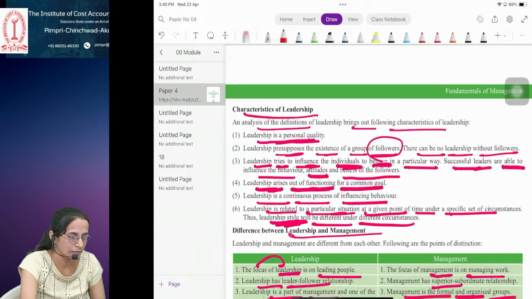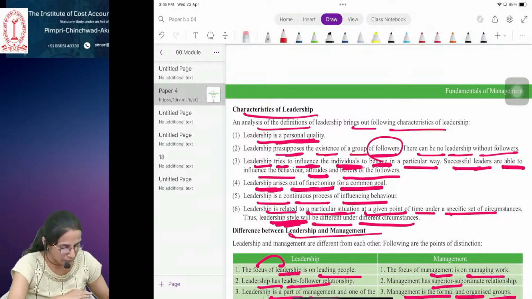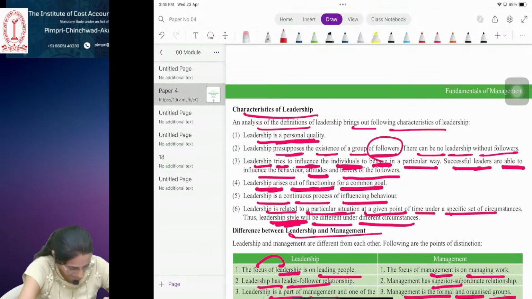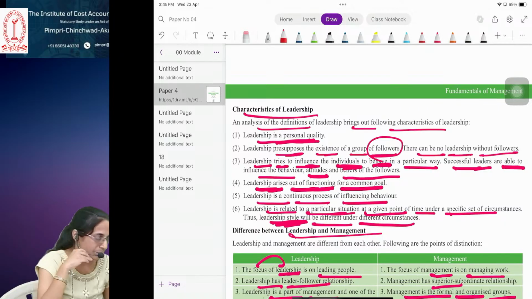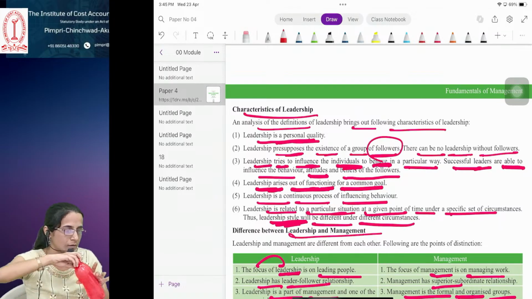Clear up till now, Sheila? Hello? Yes, ma'am. Yes, ma'am. Okay. Next is motivation, right? Yes, ma'am. Just a minute. Okay, we'll be moving further. Just a minute.